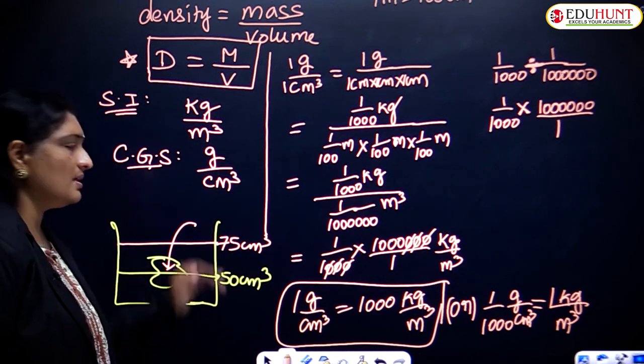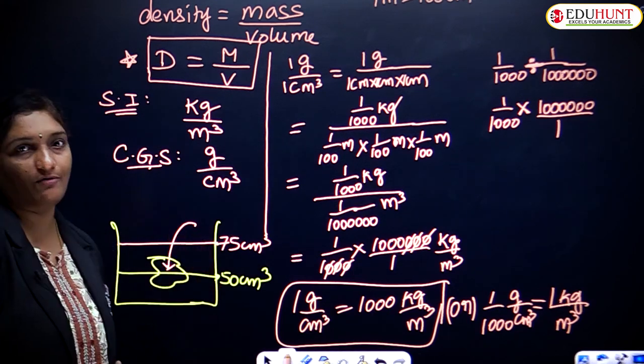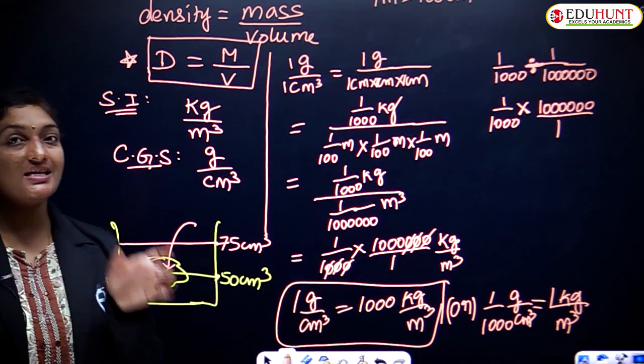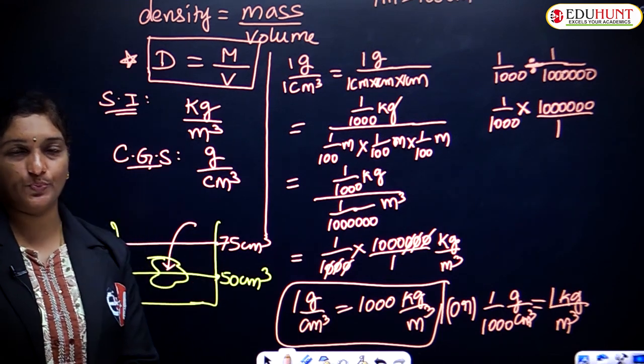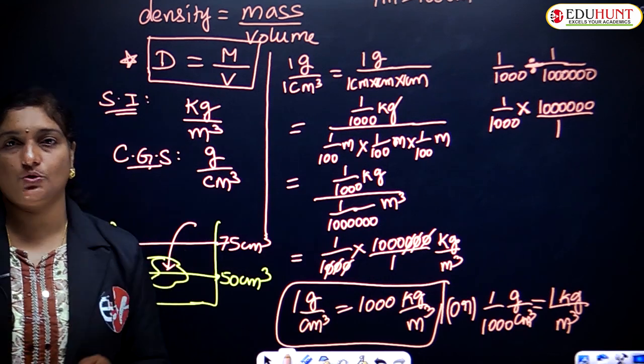What is the change in volume? This was the initial volume, this is the final volume. What is the difference in volume? 75 minus 50, that is 25 centimeter cube. So this difference in volume gives the volume of the stone.